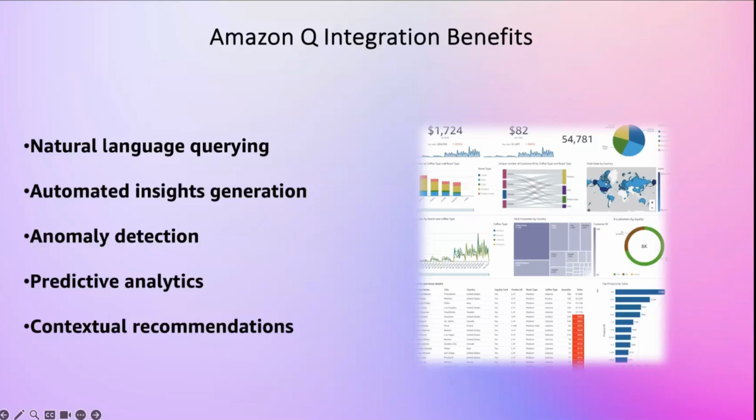We're able to generate automated insights, which help identify patterns and trends that may otherwise go unnoticed, and the system can automatically detect anomalies in your data and alert you to unusual patterns that might require additional attention. Our predictive analytics capabilities allow you to forecast future trends based on historical data, and contextual recommendations help guide the user to more relevant visualizations and metric-based decisions, allowing them to explore the data more regardless of their role within the organization.